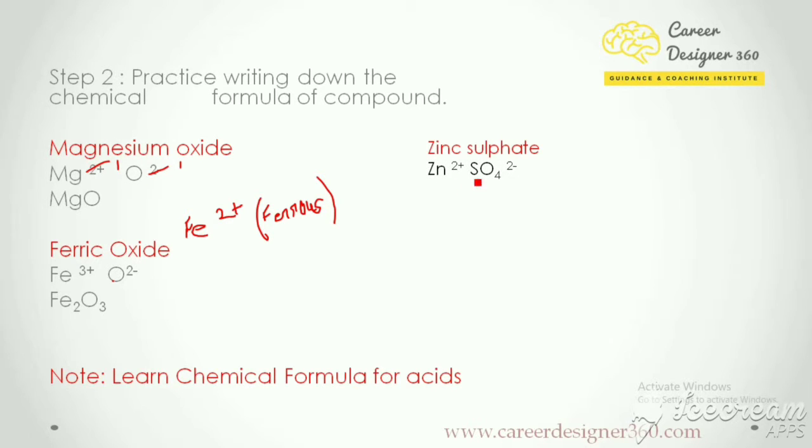Then coming to zinc sulfate. For zinc, we can represent it as Zn 2+, and for sulfate it's SO4 2-. Again, the 2 will cancel out, and it will result in the formula ZnSO4. Finally, we have sodium bicarbonate. Sodium will be represented by Na+1, and bicarbonate will be represented by HCO3 minus 1. It will result in a chemical formula NaHCO3.